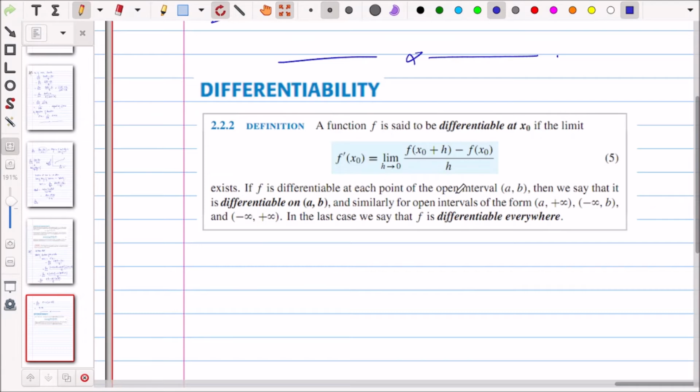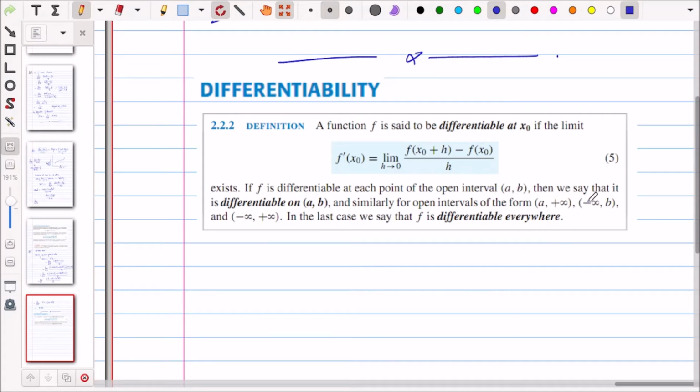If f is differentiable at each point of the open interval ab, then we say that the function is differentiable on ab. ठीक है, अगर हर एक पॉइंट पे डिफरेंशिएबल होता है तभी हम कहते हैं कि उस सेट पे डिफरेंशिएबल है. तो अगर हमें प्रूव करना है कि किसी सेट पे डिफरेंशिएबल है, तो what we will do, we will take any arbitrary point of that set and we will try to prove that the function is differentiable at that point. And similarly, same thing happens for our unbounded interval.